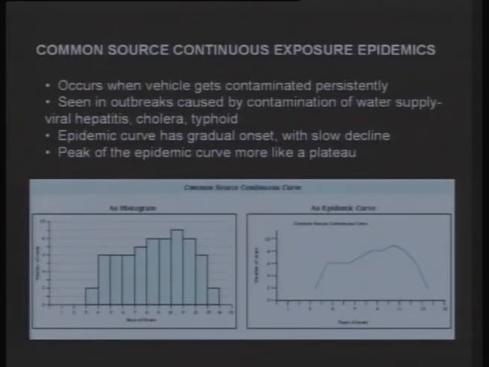You will not find a similar kind of picture. If you see it graphically, it shows a gradual onset with a slow decline, and the peak is not sharp. Here the peak is more like a plateau. This is classically seen in waterborne outbreaks of viral hepatitis, cholera, typhoid. So this is just a way of part of interest, that if you can get this kind of a graphical depiction, you will be very quick in identifying what you are dealing with.